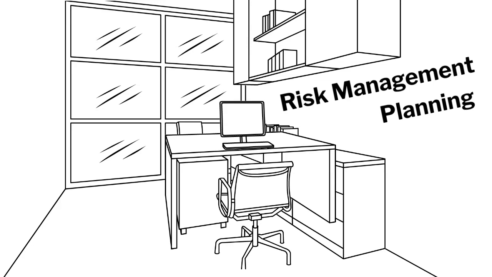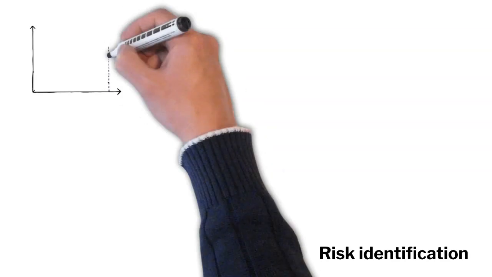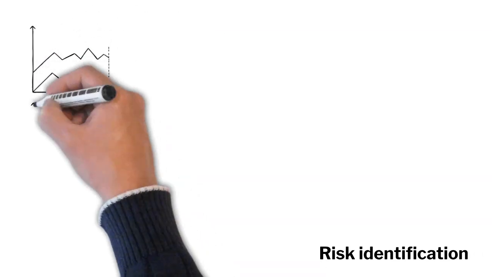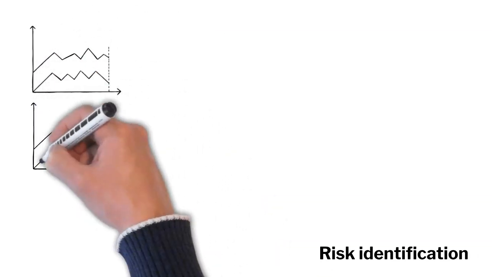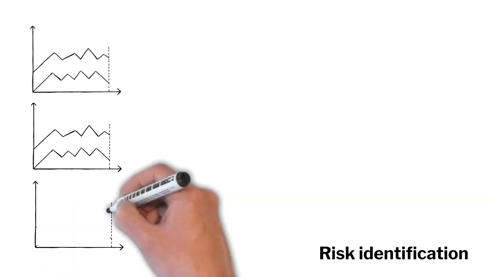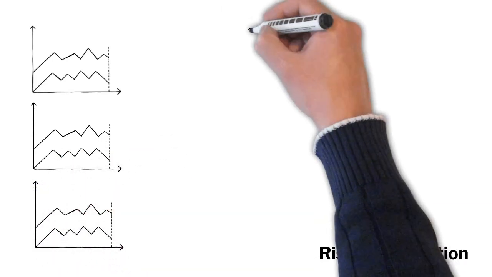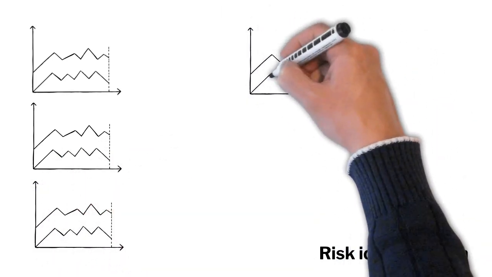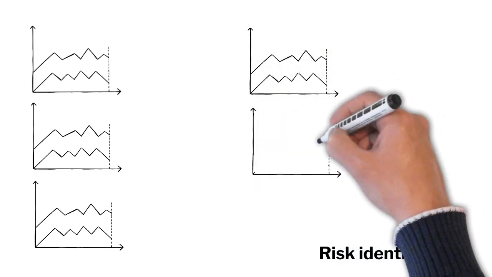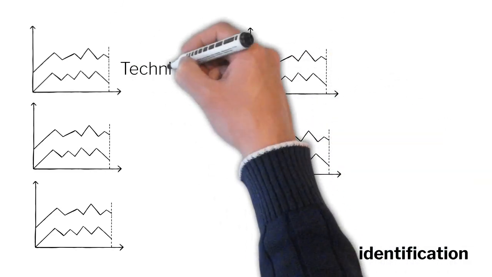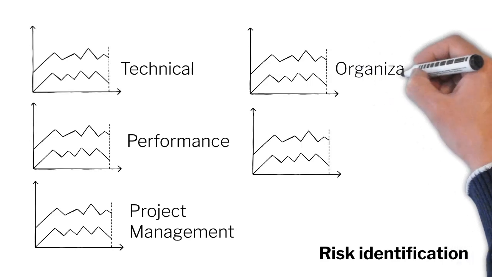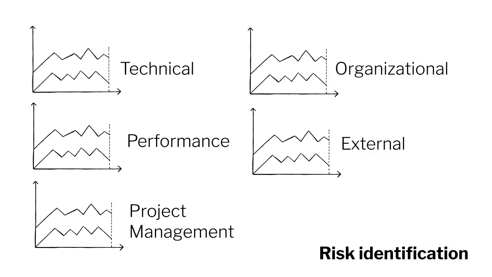The risk management plan is a subcomponent of the overall project plan. The risk management plan describes the overall approach to managing risk. It describes a process by which risks will be identified, analyzed, monitored, and controlled. Risk identification involves determining which risks might affect the project and documenting their characteristics. Risk identification is an iterative process, usually performed by the project team. In some cases, the process may be performed by a dedicated risk management team.